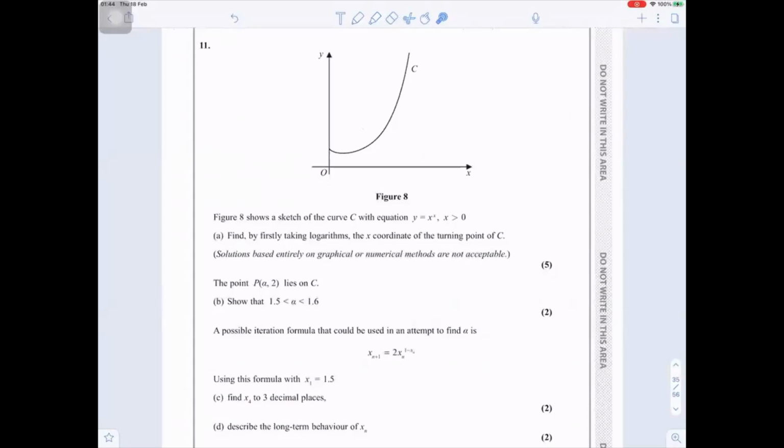Question number 11. Figure 8 shows a sketch of the curve C with equation y equals x to the power x. Find by first taking logarithms the x coordinate of the turning point of C.